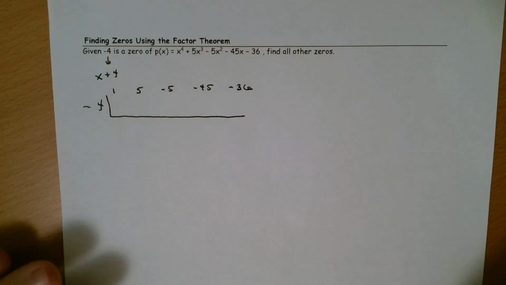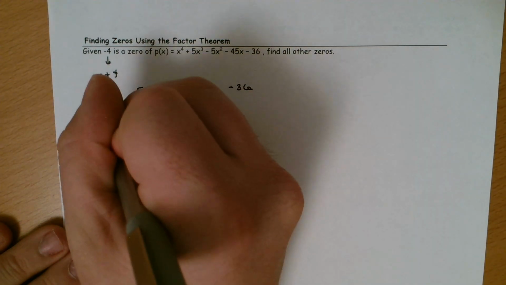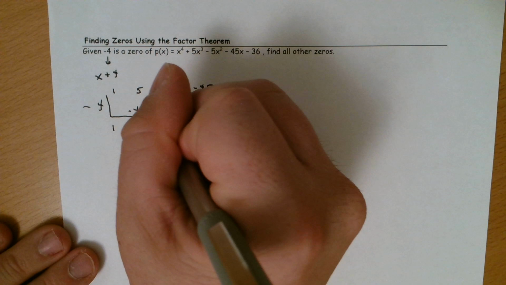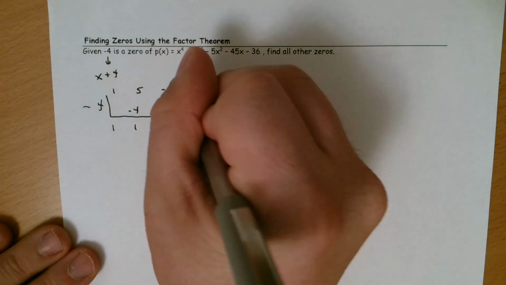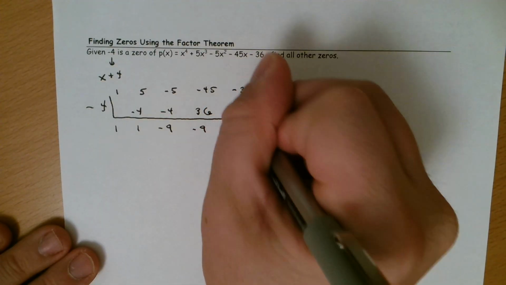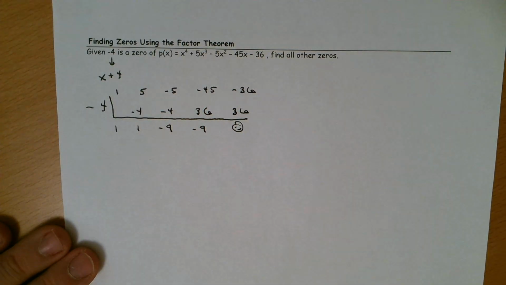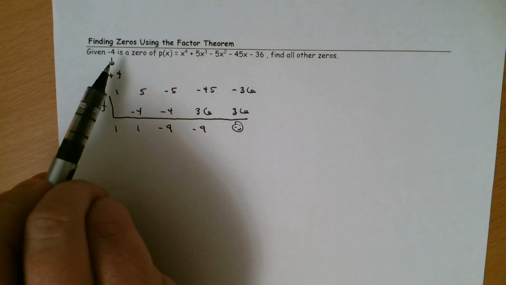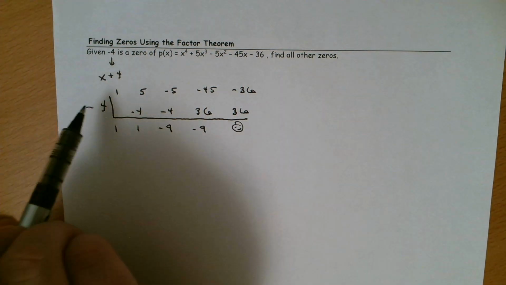Okay, so quick synthetic division, bring the 1 down, negative 4, 1, negative 4, negative 9, 36, negative 9, 36, 0. Okay, awesome. We got a 0 remainder. That tells us that the problem was not lying to us. Negative 4 is a 0.